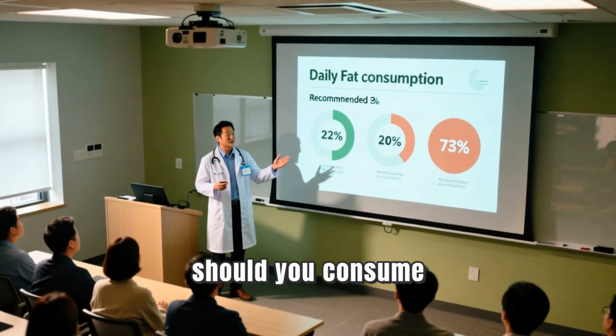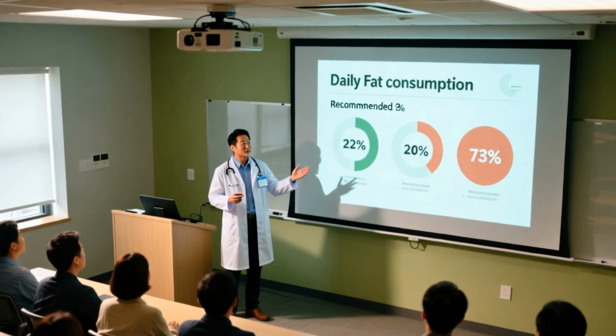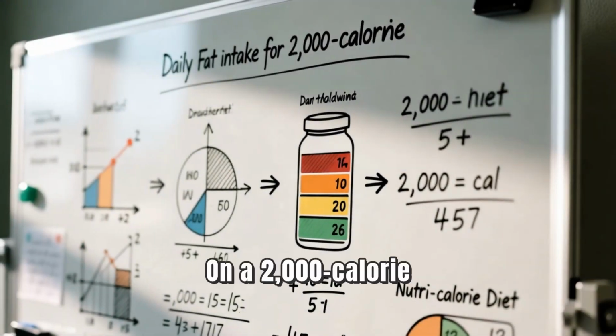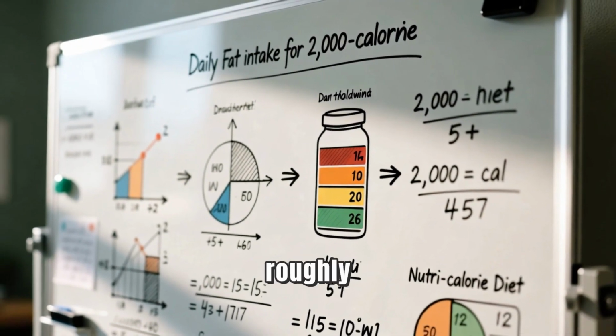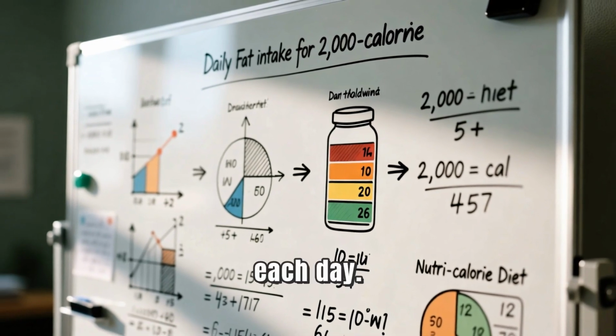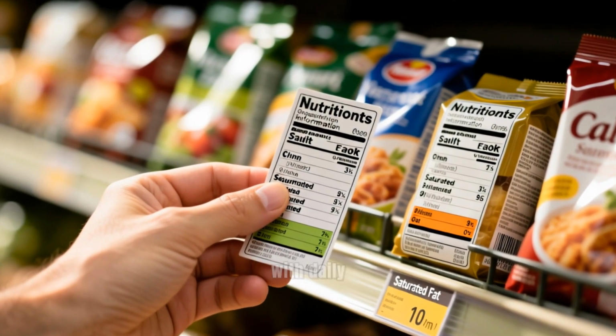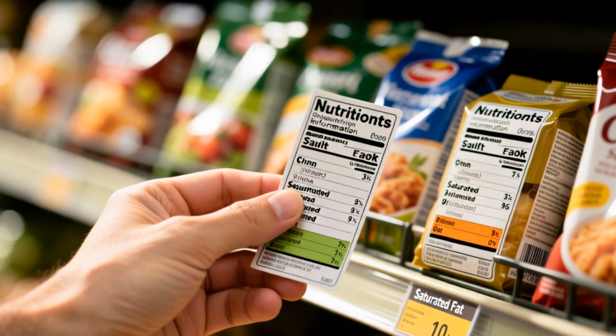How much fat should you consume daily on a low-fat diet? Aim to keep total fat to about 30% or less of daily calories, based on guidance from the Department of Agriculture and the Department of Health and Human Services. On a 2,000-calorie plan, that equals roughly 65 grams of total fat each day. Saturated fat should be lower. The American Heart Association suggests 5 to 6% of calories from saturated fat, which is about 13 grams for most adults on 2,000 calories.